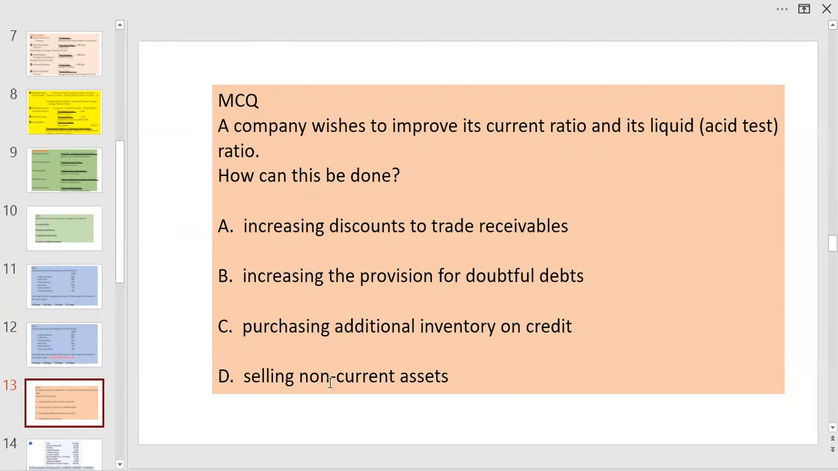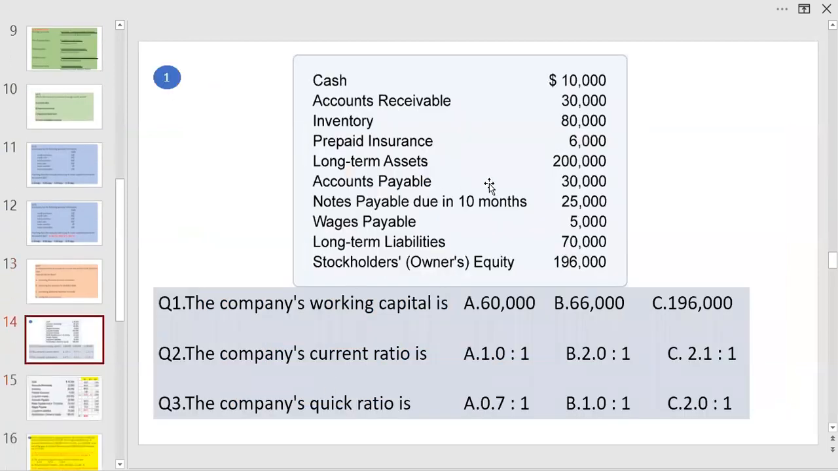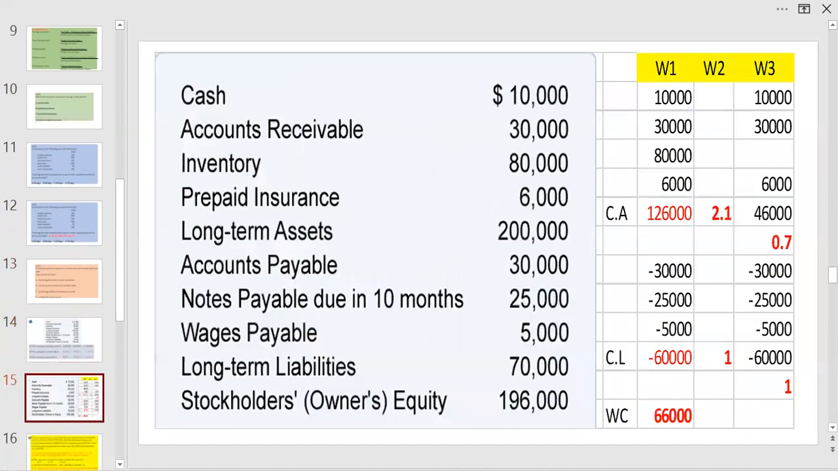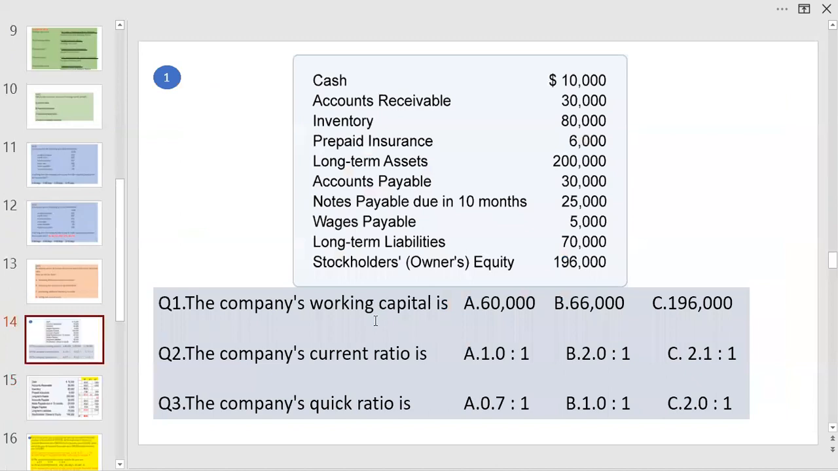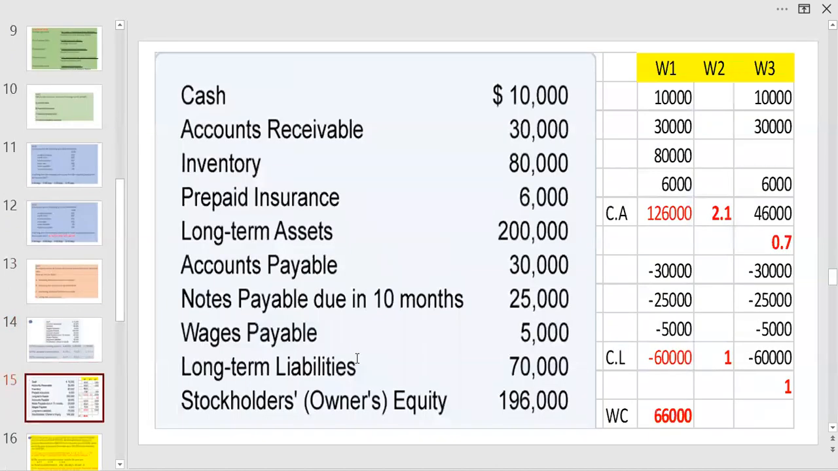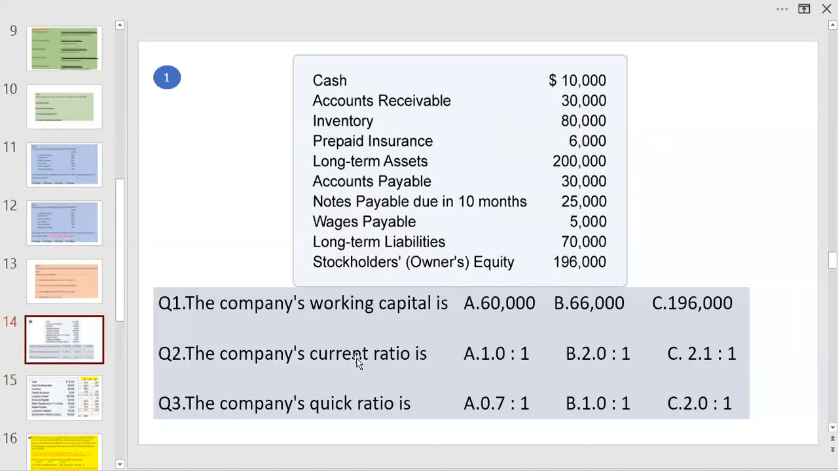The next question, a set of information given. Three different questions are given. Question 1, working capital, that is current assets minus current liabilities. Question 2, current ratio, that is the relationship between current assets and current liabilities. Quick ratio, current assets minus inventory compared with current liabilities.